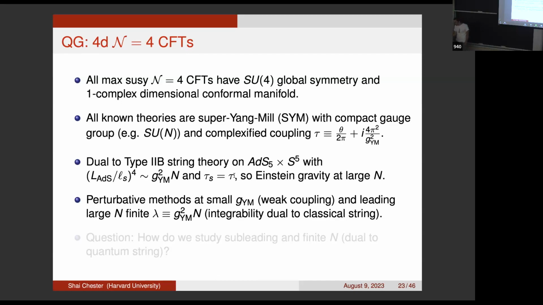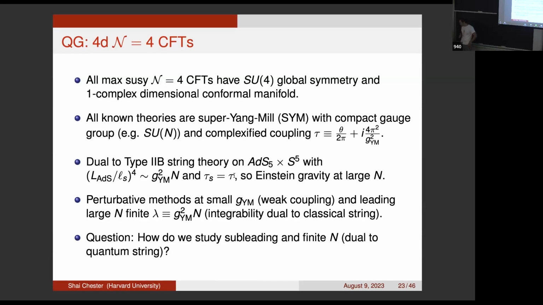Now, another regime, which Sergey just brought up, is leading order at large N, but for finite 't Hooft coupling, where you can use integrability to solve the theory and compute the entire spectrum. Another way of saying this is that the classical string worldsheet is integrable. But as we just discussed, we have not been able to do anything beyond leading order at large N, and it seems extremely hard. And so the two questions are, first of all, how do we study large N to subleading order, to study the quantum string?